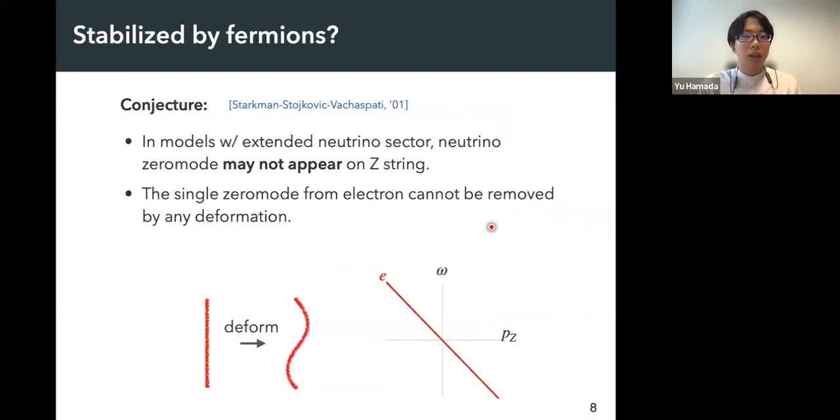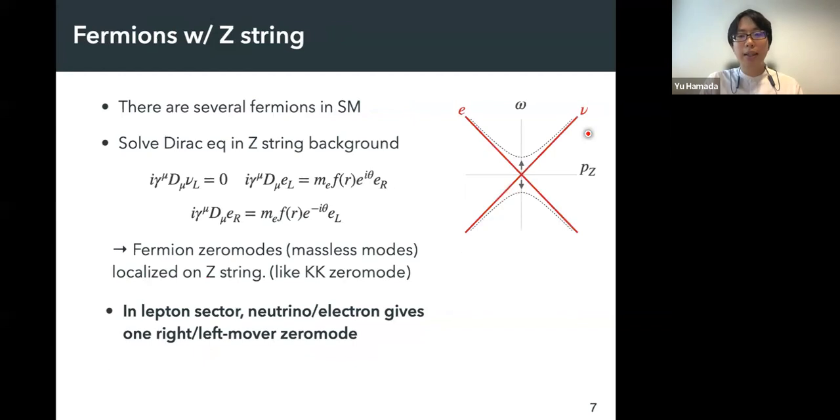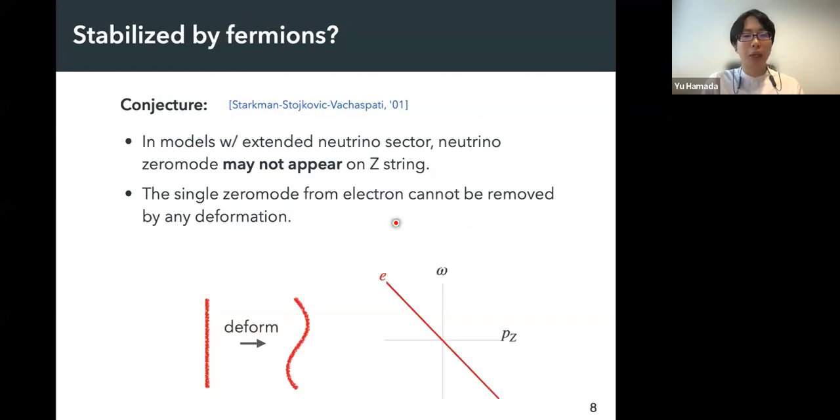But actually, some people conjectured that this situation can change drastically when we consider other models. For example, in some models with the extended neutrino sector, for example, type 1 seesaw model or type 2 seesaw model, the neutrino zero mode may not appear on the Z string. That means this line doesn't exist in some extended models. Then we only have one left mover, which is from the electrons.